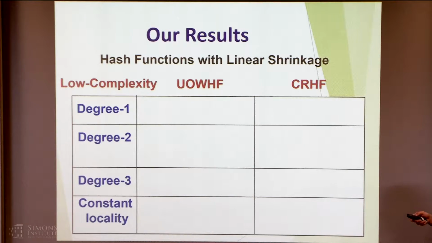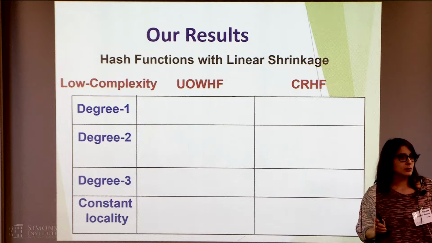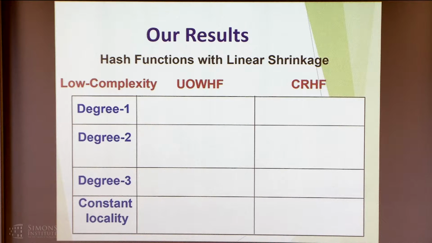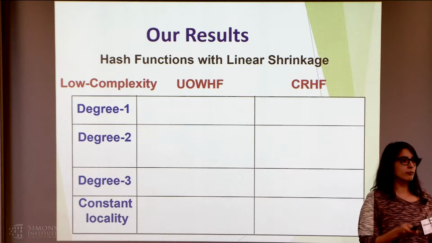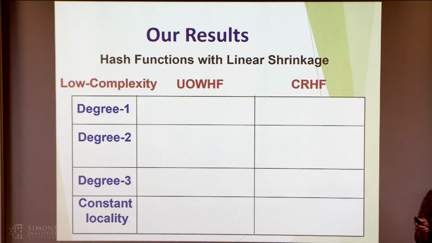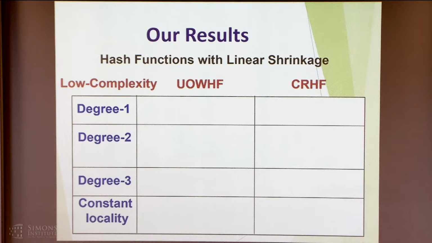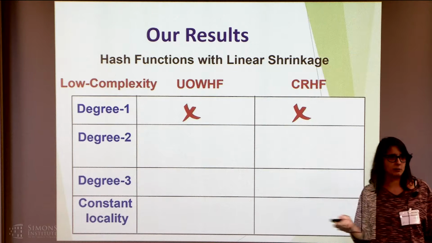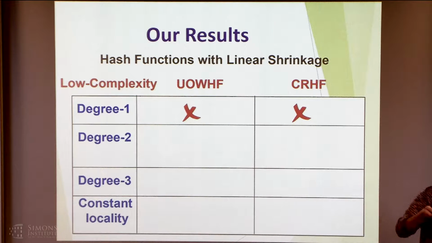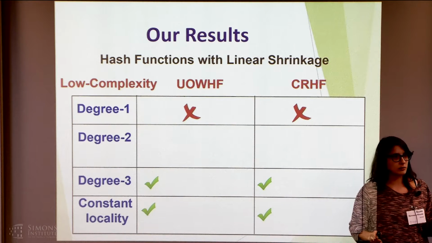Okay. So in our work, we want to understand what we can and can't do with low complexity when the shrinkage is at least linear. For example, from n bits to n/2 bits. Okay, so first let me go over the results under plausible assumptions, and then I will discuss the assumptions. It's easy to show that nothing can be done for degree 1. It's just like solving a linear equation. Okay? We show a degree 3 construction and a constant locality construction.